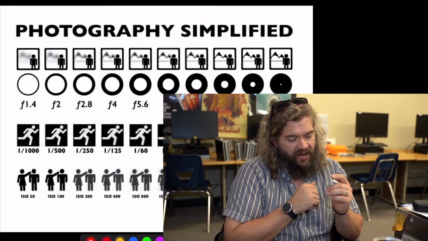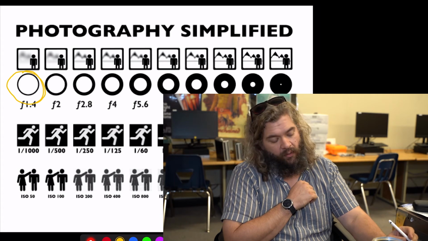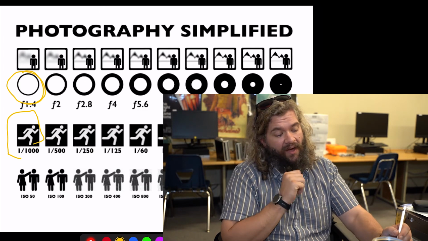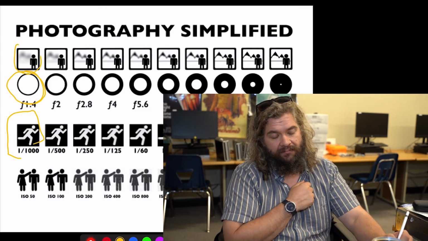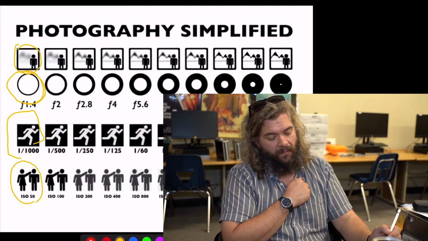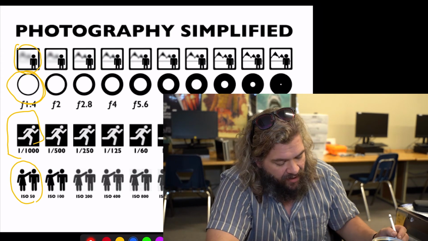So for example, if I set my f-stop to 1.4, that's gonna allow me to have a faster exposure because there's a lot more light in there. However, it's going to blur my background. But it is gonna allow me to have a nice clean ISO. Let's jump in the middle. Maybe I do a nice middle f-stop, f8.